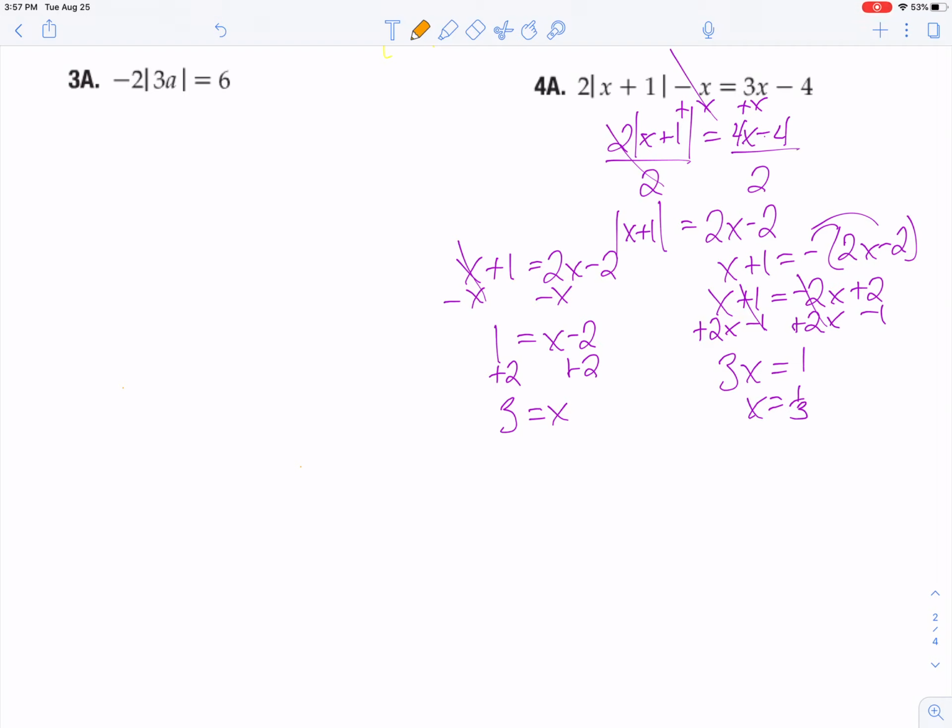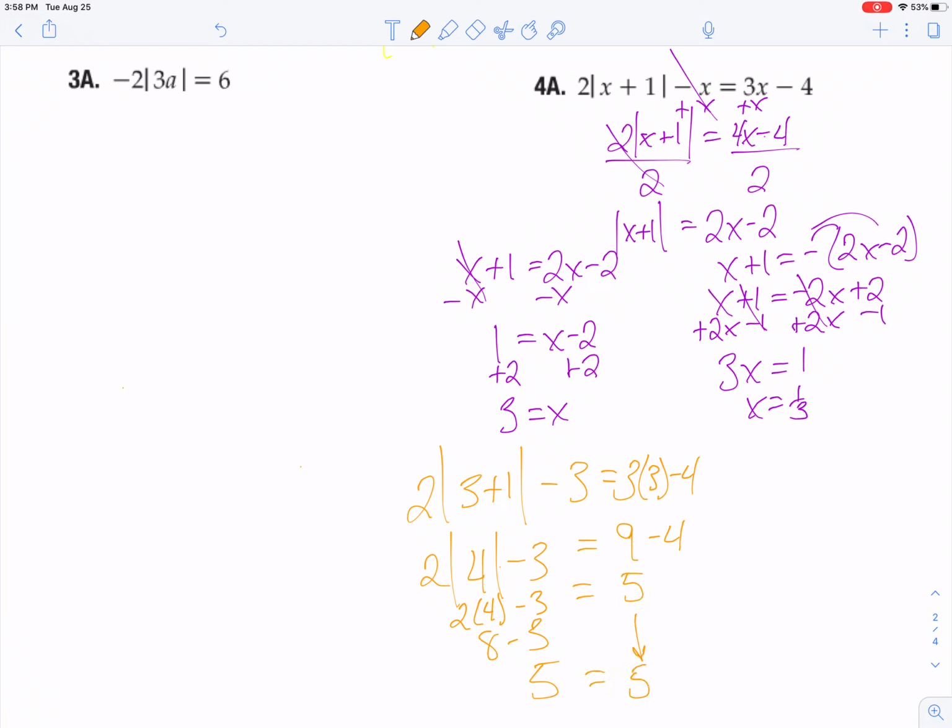See what we get. If I have 2 times the absolute value of 3 plus 1, minus 3, does that equal 3 times 3 minus 4? So 3 plus 1 is 4. Drop the bars, drop the negative, that's still just going to be 4. And 2 times 4 is 8. And 8 minus 3 is 5. 3 times 3 is 9. 9 minus 4 is 5. Since 5 does equal 5, this is an answer. It works.